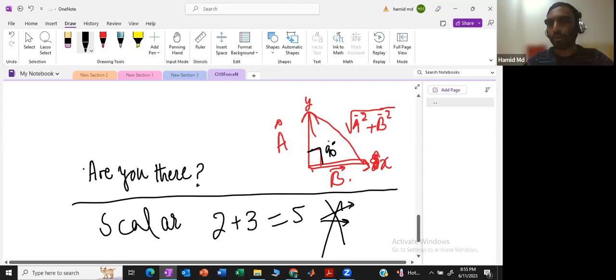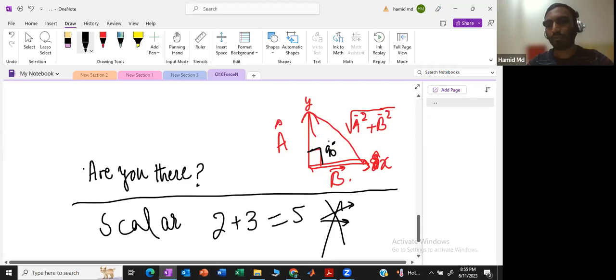Okay. So how will you define velocity and acceleration? Velocity we can define as total displacement by the total time. Of course, right. What about acceleration?